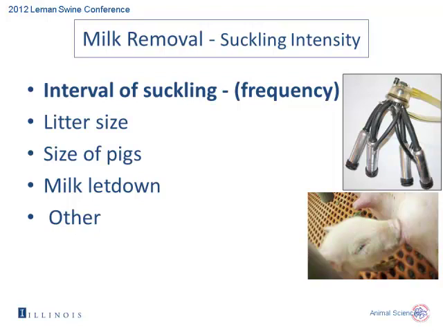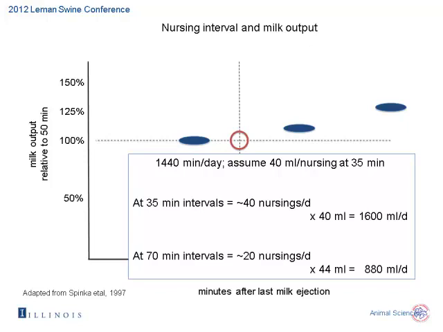Interval of suckling. I always thought this was an interesting experiment. What they did was they said, okay, we're going to assume that 50 minutes is our gold standard interval between nursings. So I have a little circle up there. That's basically 100%. At 50 minutes, whatever the pigs are consuming, that's 100%. Then they asked the question, if we have the intervals at 30 minutes, 70, and 100 minutes, how does that change? How much more or less milk is there?